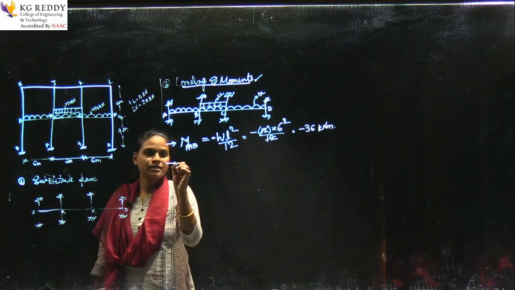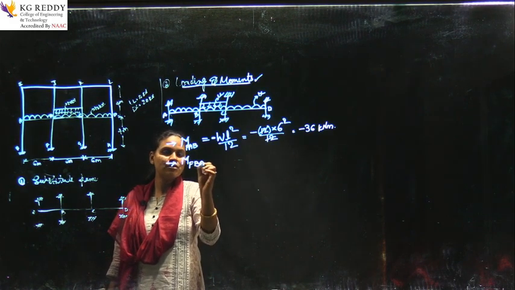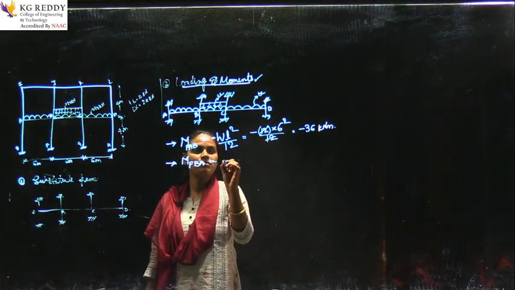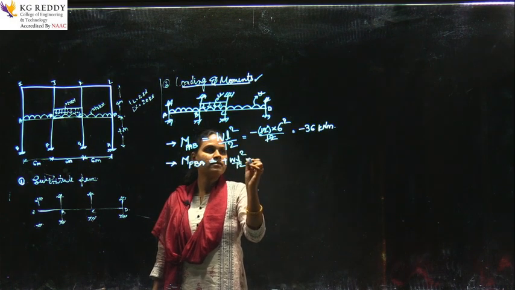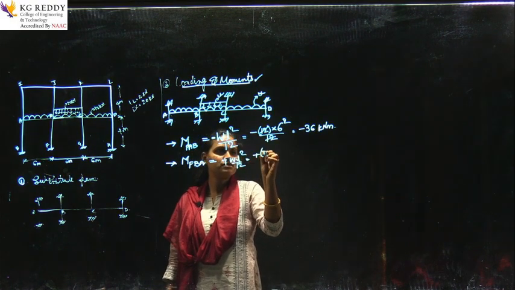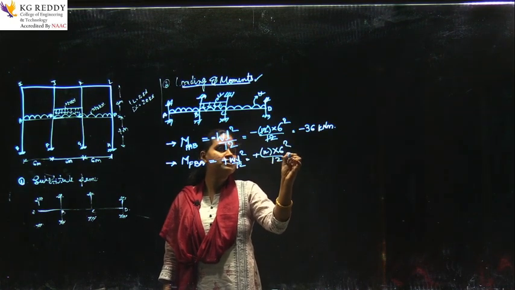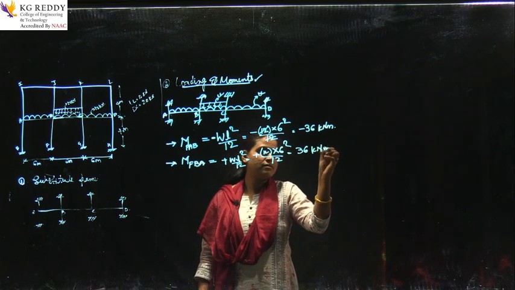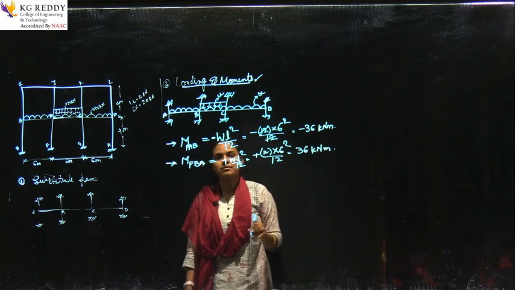Next, fixed end moment along BA. See, you will take both sides. Okay. So, the moment along BA will be equal to plus WL square by 12. It is plus 12 into 6 square by 12, which equals 36 kilonewton meter. Okay. So, this will be the second moment.